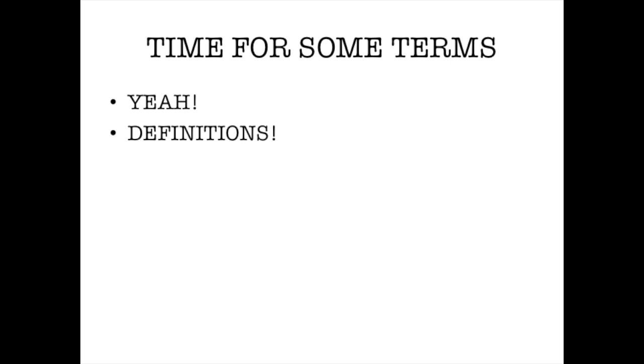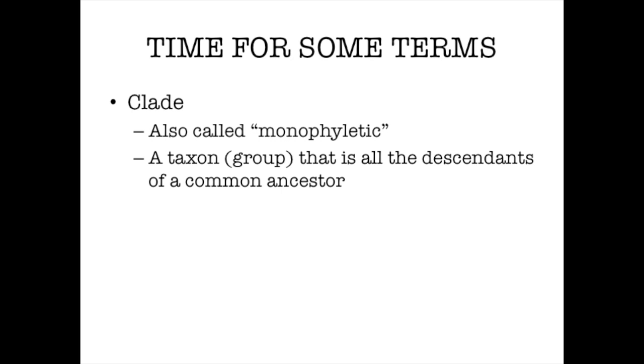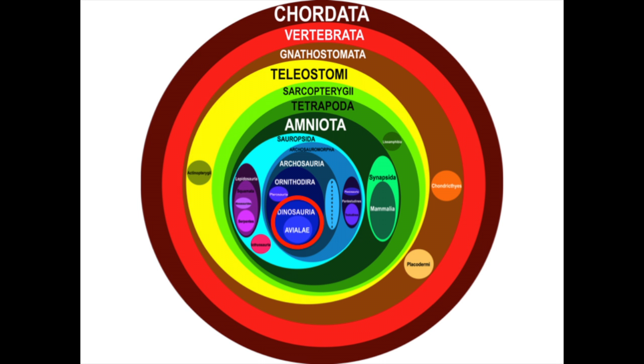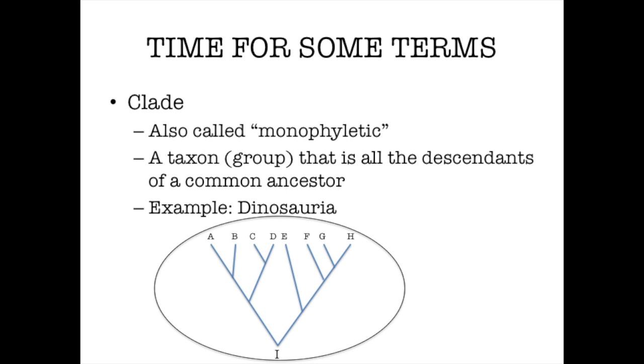Whee! Here we go. A clade is a single unit in cladistics, and it's the most important unit. It's also called monophyletic, and it's basically a common ancestor for a group of organisms and all of that common ancestor's descendants. A really common example of this is Dinosauria. Dinosauria is just all the descendants of a single common ancestor as shown by this very simple circle. In my handy cladogram here, a clade is anything that includes an ancestor and all that ancestor's descendants.